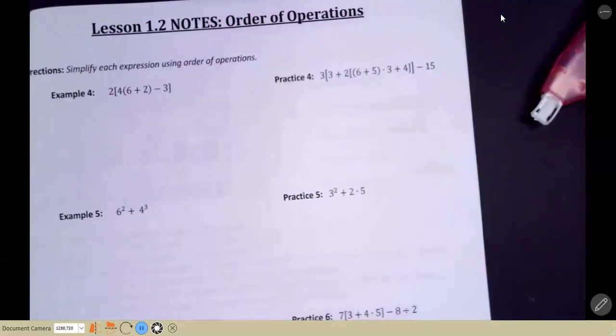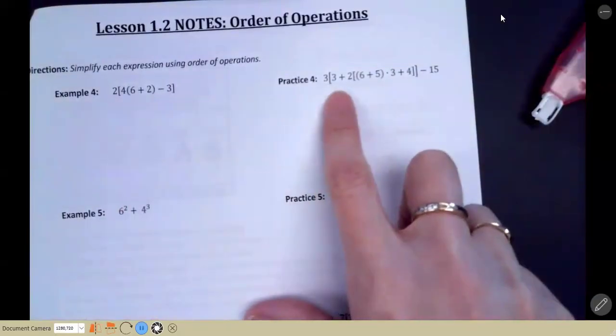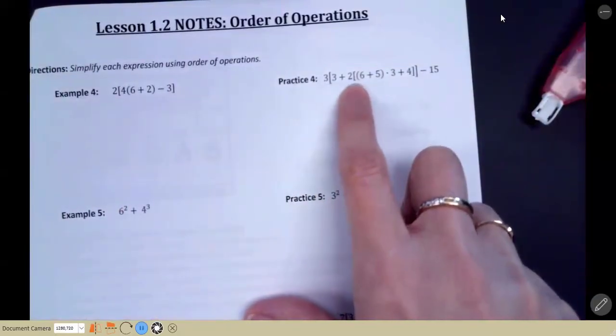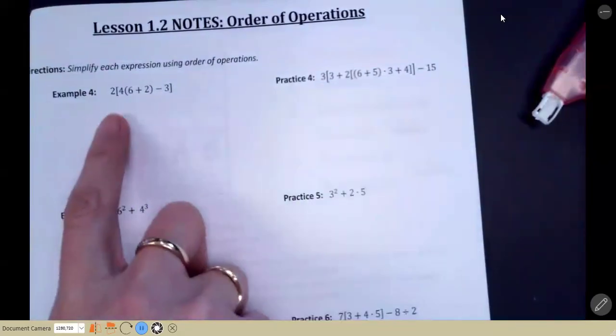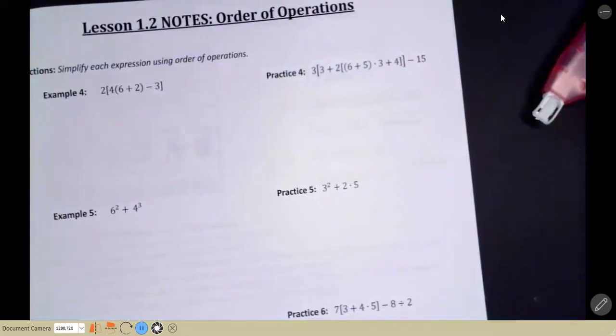So you're going to notice that some of these are getting a little bit more intense, a little bit more of a challenge. But I guarantee you, if you follow the order of operations, you're going to do fine. Remember I said that there are multiple groupings. You're going to see parentheses and brackets. Notice in this one, you have a parenthesis within a bracket within a bracket. Instead of doing example 4, I'm going to do practice 4 with you, because you're going to see one like that on the homework, and I want to make sure we get through that one.